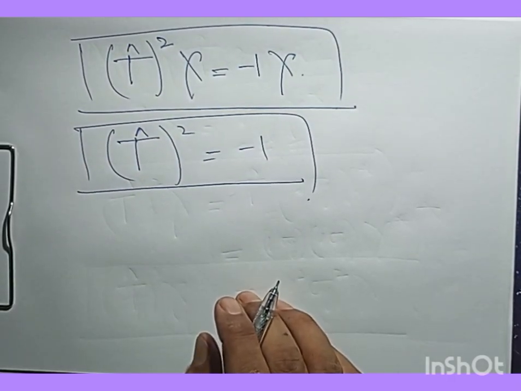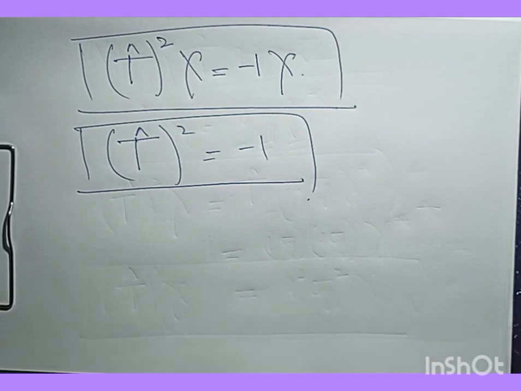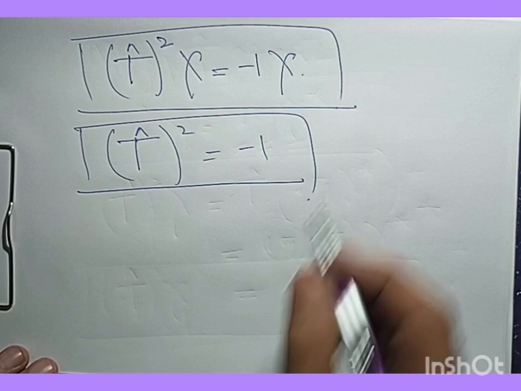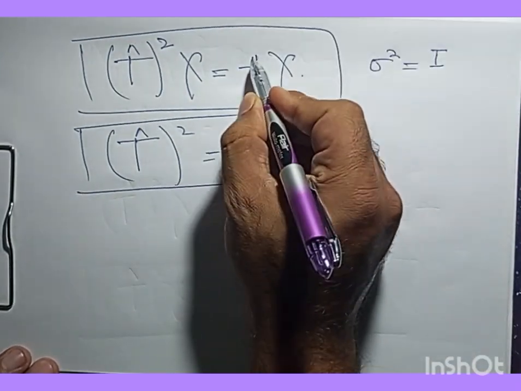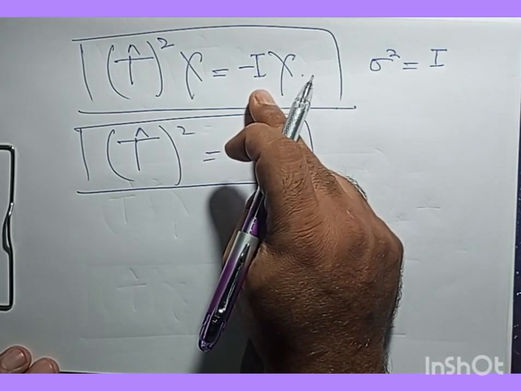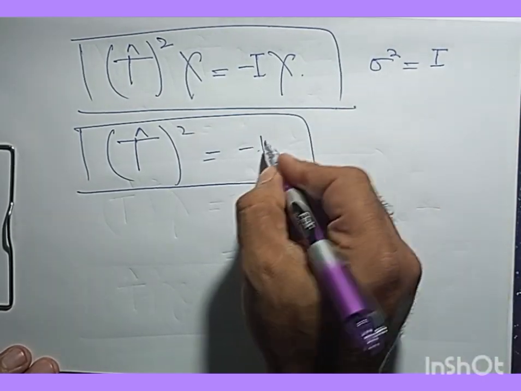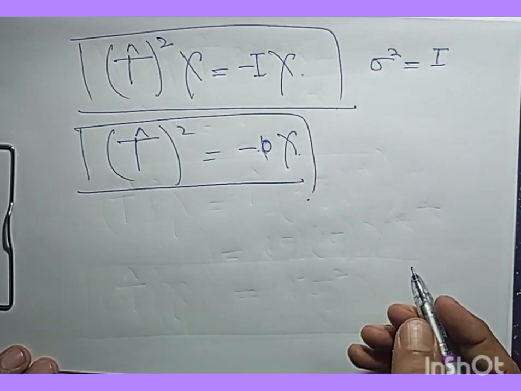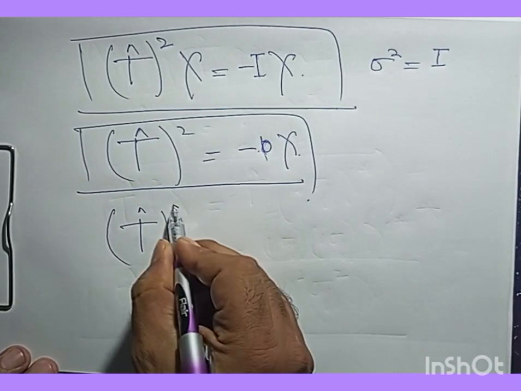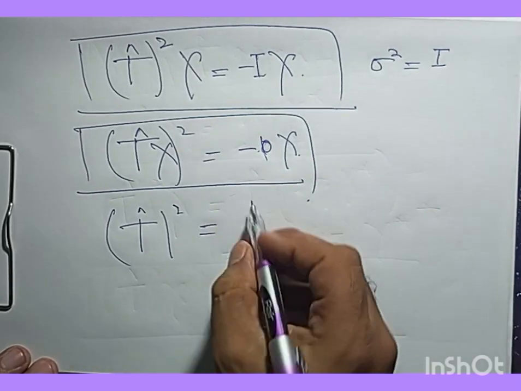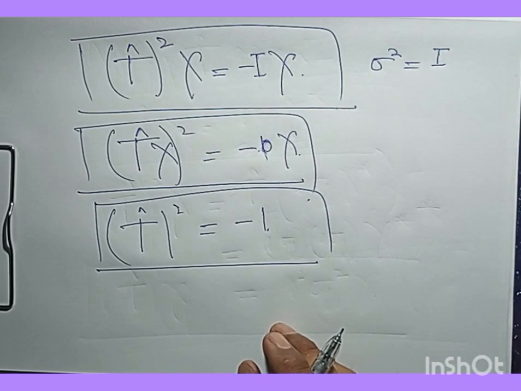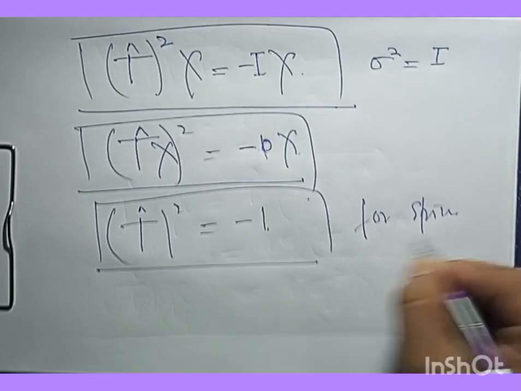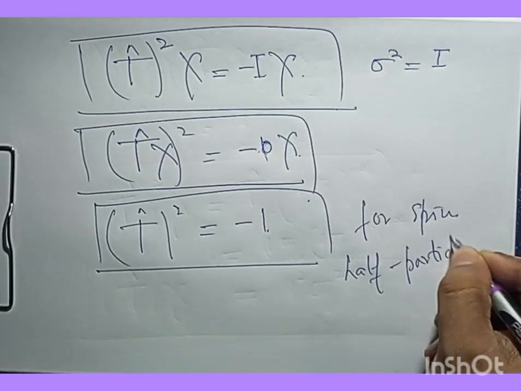This was the target, and I think the right way to present this situation is that sigma y square provides me the identity matrix. So I have an identity matrix here, and when you multiply the identity matrix with chi, which is a spinor, you get minus chi, and that is more precise. Then finally, T cap whole square chi is equal to minus one times chi. So this was our target: to prove that the square of the time reversal operator is always equal to minus one for spin half particles, and spin half particles are spinors.